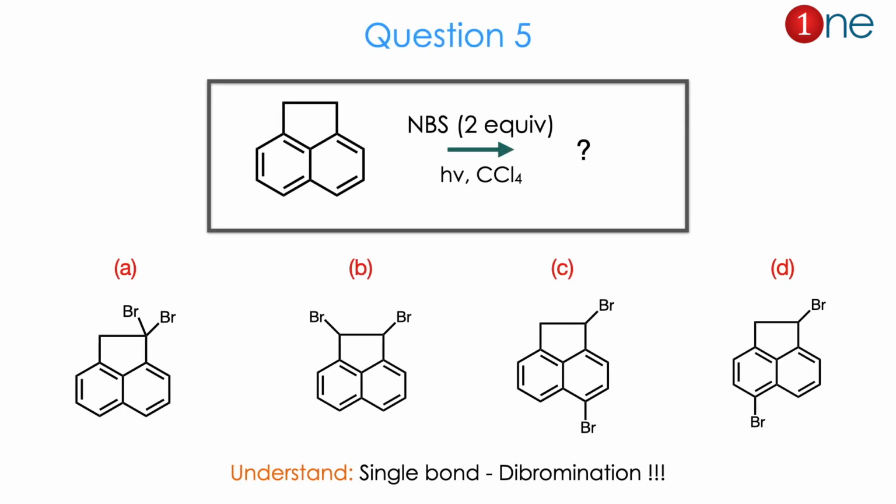Then question number 5. The starting material contains naphthalene with 2 fused carbons. You are using NBS, N-bromosuccinimide, 2 equivalents, sunlight and carbon tetrachloride. Here you have 4 kinds of product, which is dibromination. Either it's vicinal or geminal or ring attack. So you have to guess where the bromination occurs there. So for single bond dibromination, you have to think of many possibilities.